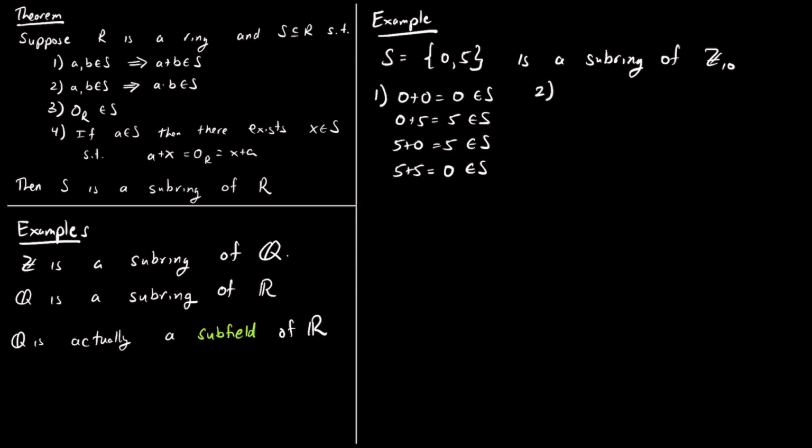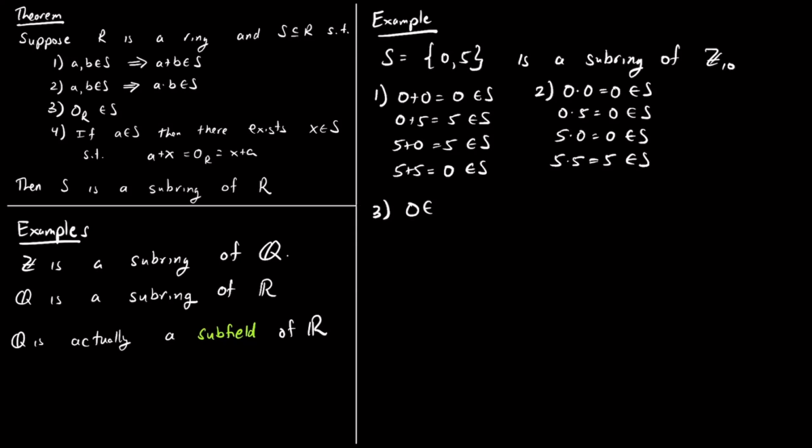If I want to check closure under multiplication, well, 0 times 0 is equal to 0, that's in S. 0 times 5 is equal to 0, that's in S. 5 times 0 is equal to 0, that's in S. And 5 times 5 is 25. 25 mod 10 is 5, so that's in S. So I have my closure conditions.